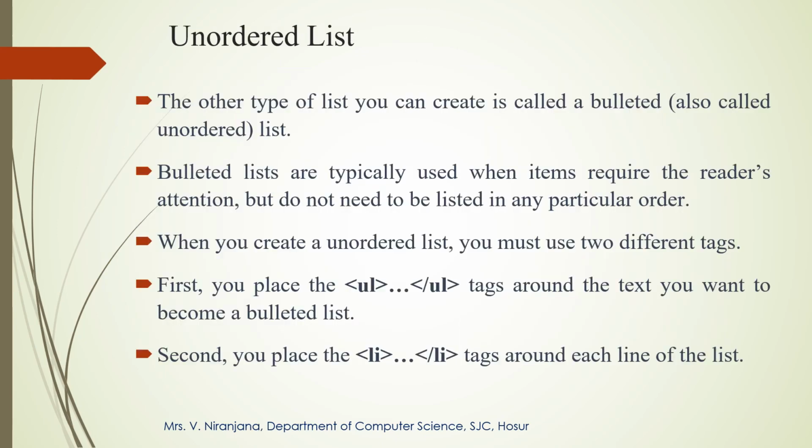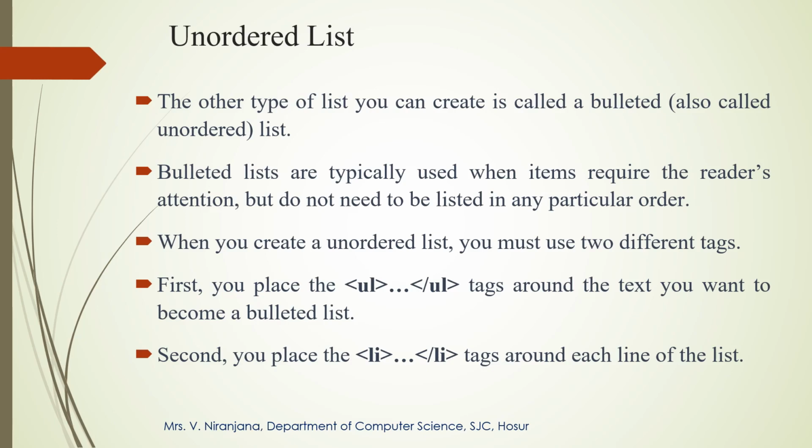Now the next type of list is called the unordered list. This is also called the bulleted list. These are typically used when the items require the reader's attention but do not need to be listed in any particular order. When you want to display the unordered list, here also you need two different types of tags. One is the UL tag, which means the unordered list tag. This is a two-sided tag with an opening and a closing one.